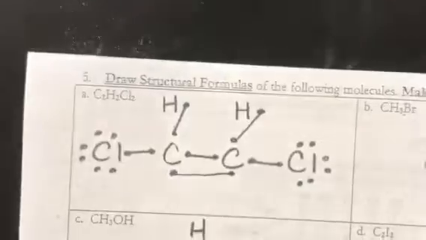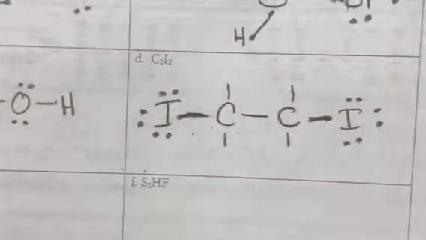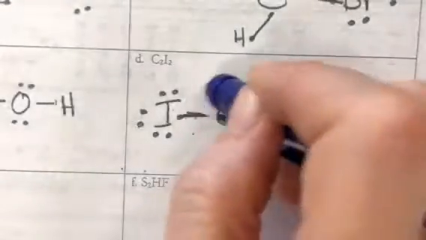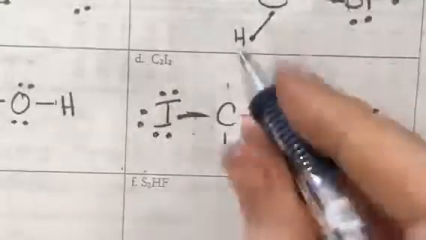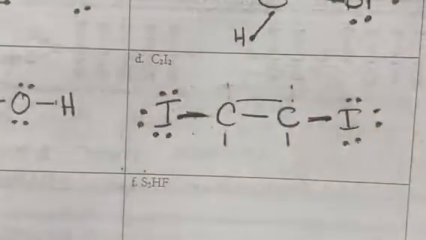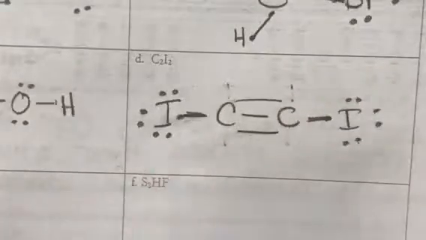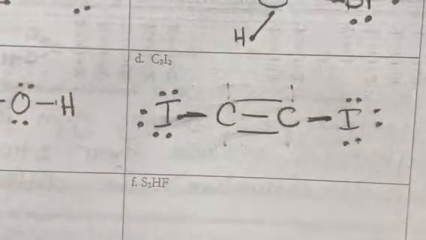Letter A had a double bond. Letter D will have how many bonds between the 2 carbons? If you thought third, you were correct. So this would be a double bond, and then this right here would give it a triple bond. So that was letter D.